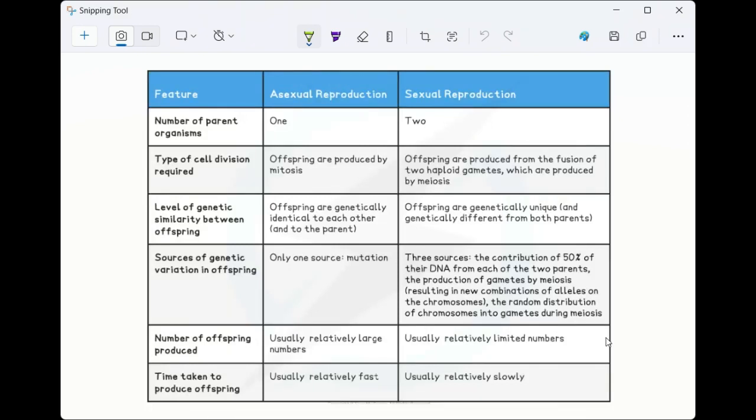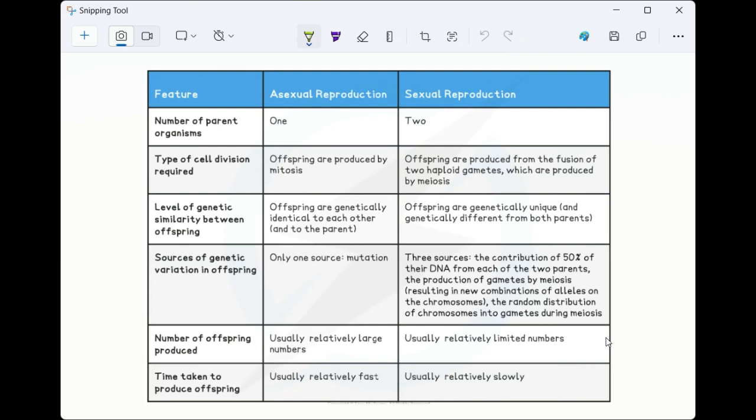The two types of reproduction are sexual and asexual reproduction. In asexual reproduction, only one parent is required, and a genetically identical offspring is made. But in sexual reproduction, two parents are required, and genetically different offspring are made.